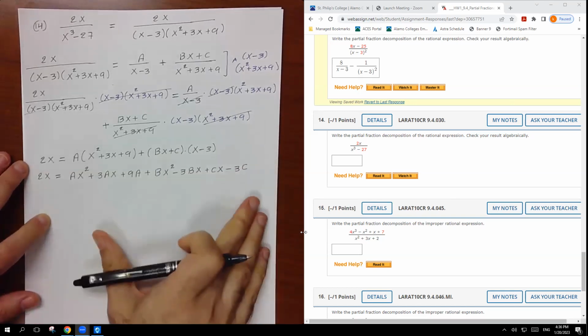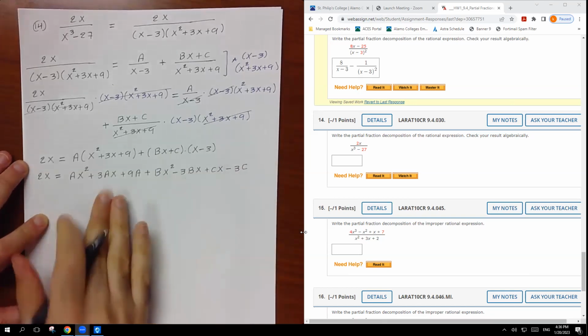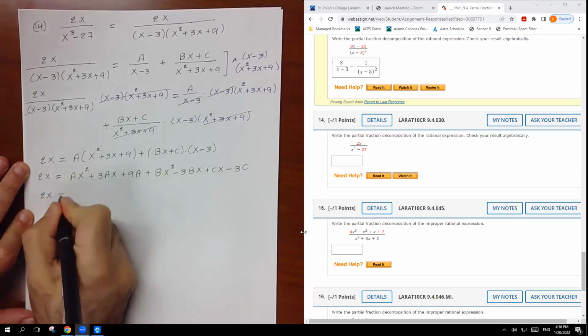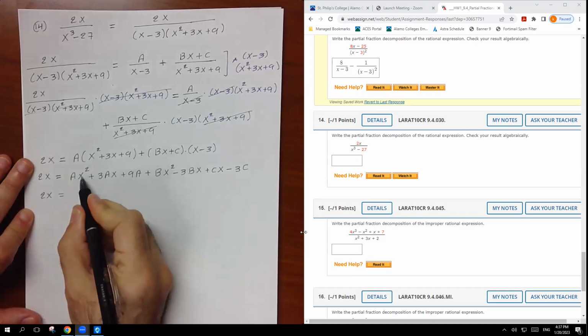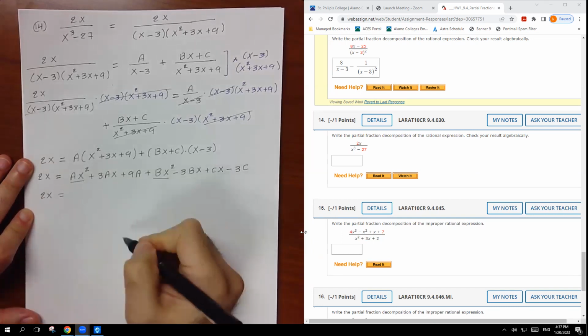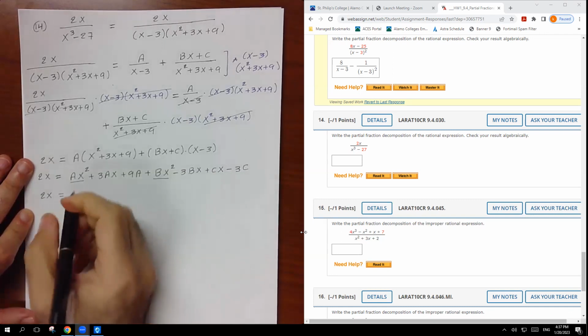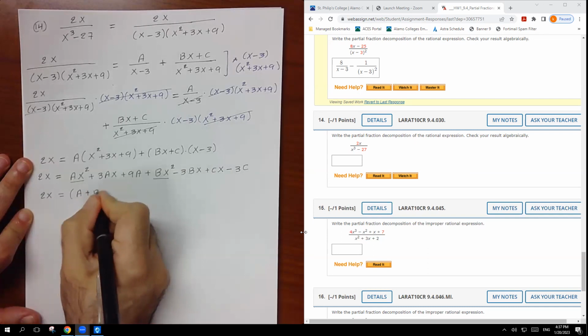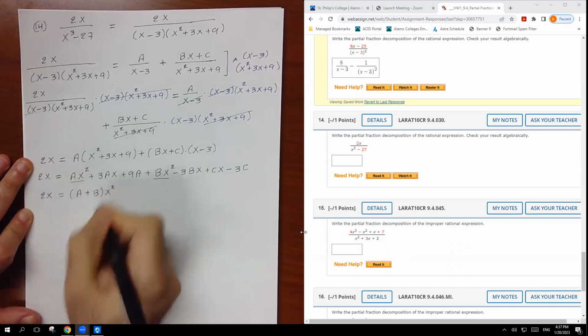Now the easiest way here is to group the like terms, because this side is just 2x. I have x squared here, and I have x squared here. I'm going to put these together. So it's going to be a plus b, and here is the x squared.